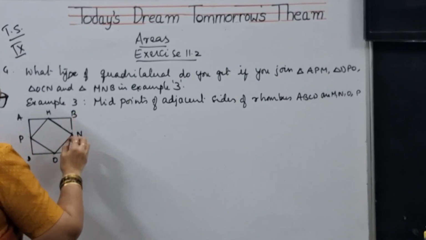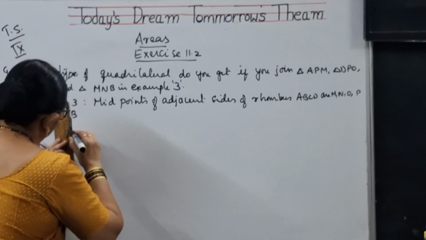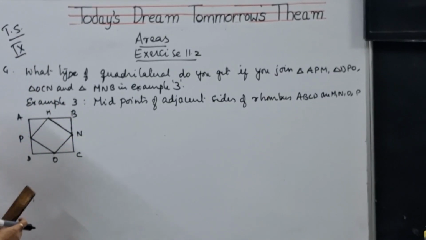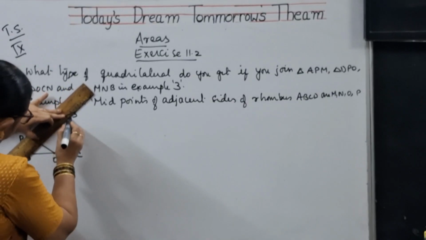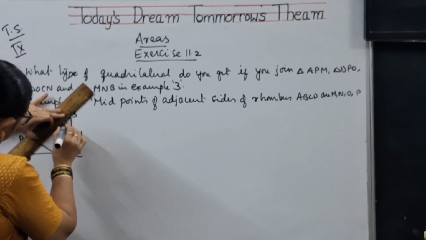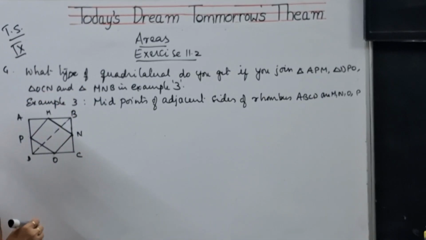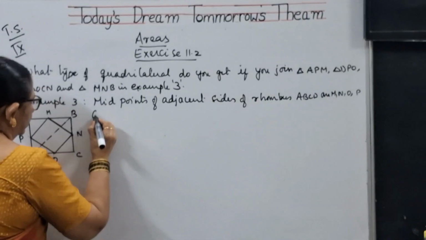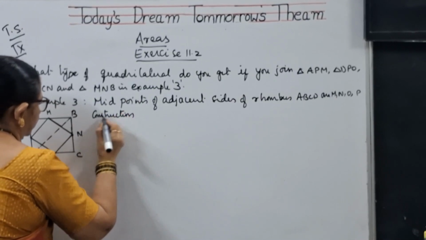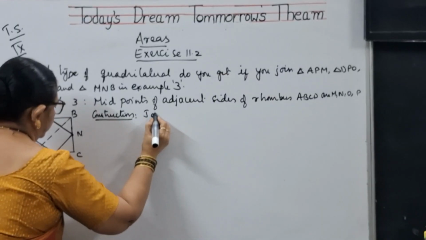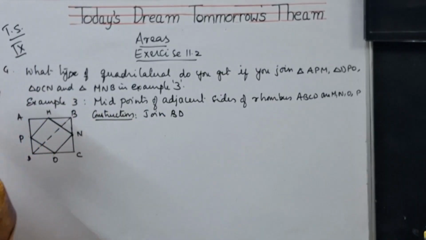So what type of a quadrilateral means? We need to talk about name of the quadrilateral. So for that, what you do? Let us join B and D. Our construction is join BD.